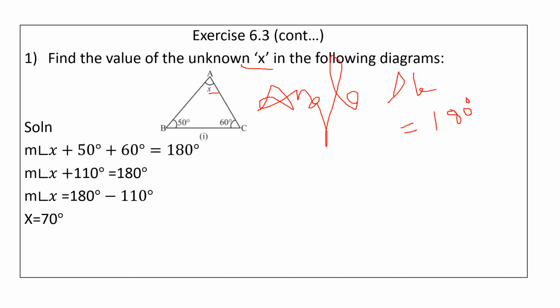Measure of angle x plus this one. In some problems, they'll write it like this: x plus 50 plus 60. That is also correct. Here I have used measure of angle x plus 50 degree plus 60 is equal to 180 degree. Now 50 plus 60, you all know, is 110 degree. So add it and write: x plus 110 degree is equal to 180 degree. Now bring this 110 to the right hand side, so it becomes 180 degree minus 110 degree. So x is equal to 70 degree. Okay, it's very easy, right? Here we are applying angle sum property.